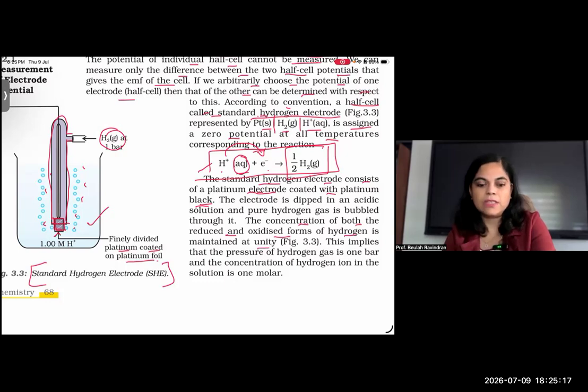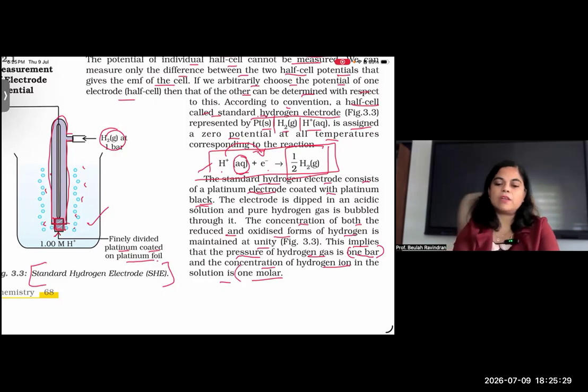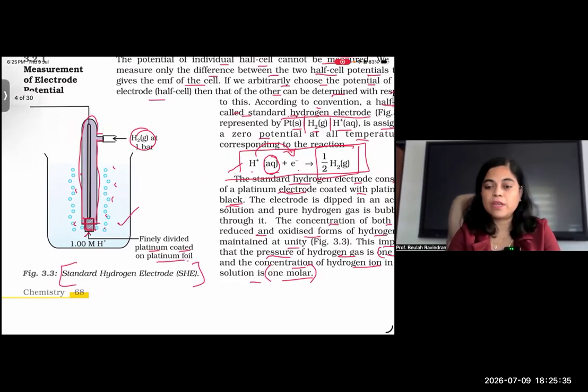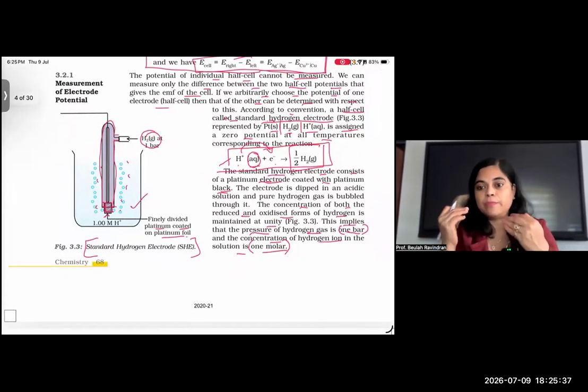For example, this implies that the pressure of hydrogen gas is 1 bar and the concentration of hydrogen ion in the solution is 1 molar. So what is the pressure? 1 bar pressure, and the concentration we are taking is 1 molar. That means we have to take everything in unity. So that's the condition. These are all the steps for measuring the electrode potential.